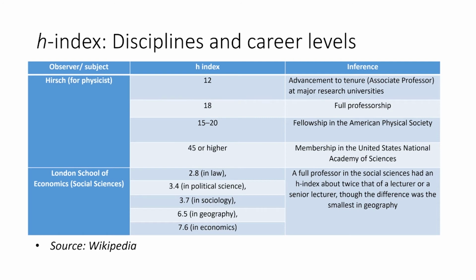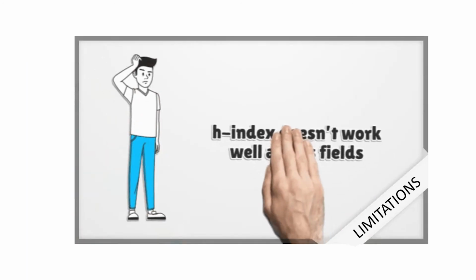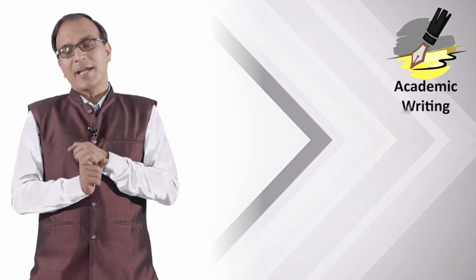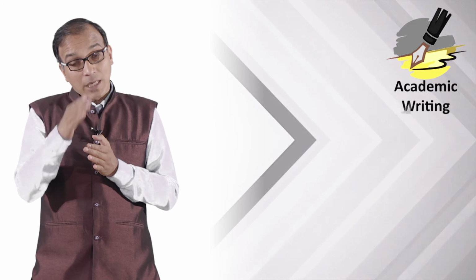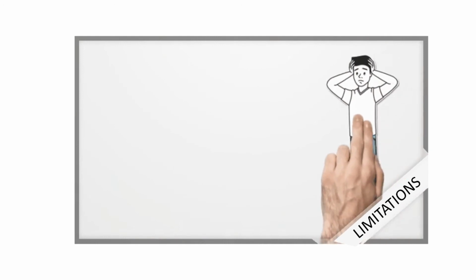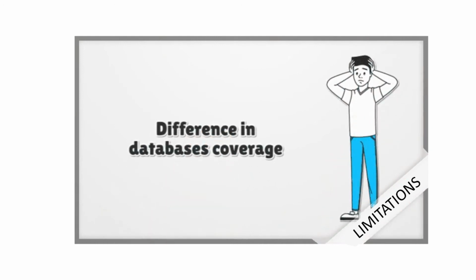Now let us discuss the limitations of H index. H index does not work well across all the fields due to the difference in the publication and citation practices depending on the subject and the field of research. The next limitation: databases coverage differ in publication sources and time range. As you can see, there may be difference in the Scopus H index and Scholar H index or the Web of Science H index because of databases coverage. Scholar H index was higher.